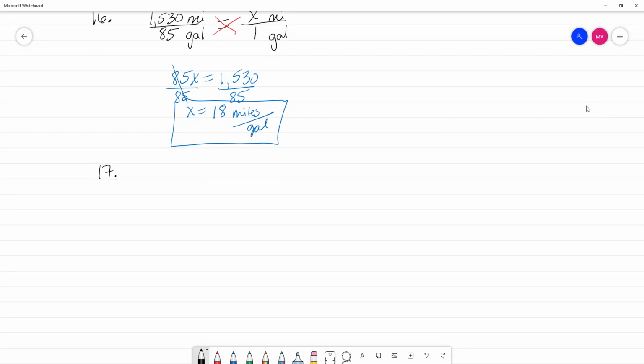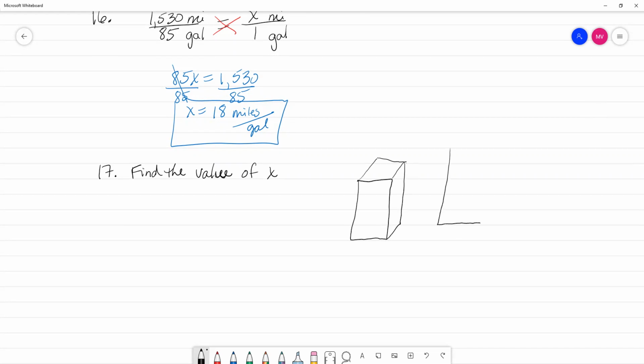So first, 17 asks us to find the value of X. Let's see, I might can draw these. Not really my thing. Mine's gonna be a little wider and obviously a little loopier. Straighten that line up a little bit. There we go. So there's one. And then I've got a bigger one.